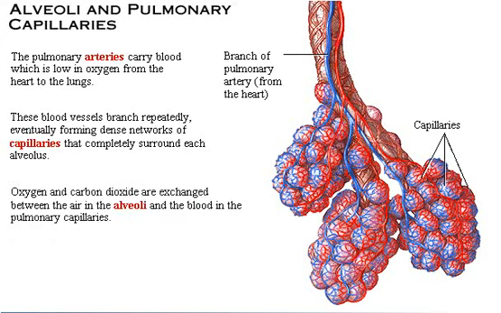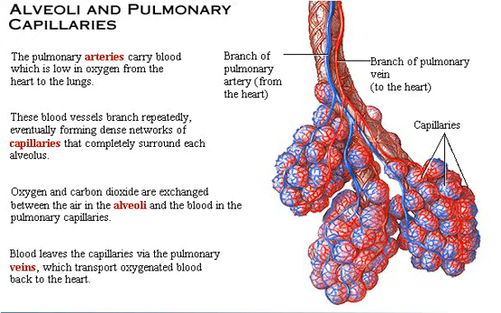This rich blood supply allows for the efficient exchange of oxygen and carbon dioxide between the air in the alveoli and the blood in the pulmonary capillaries. Blood leaves the capillaries via the pulmonary veins, which transport the freshly oxygenated blood out of the lungs and back to the heart.